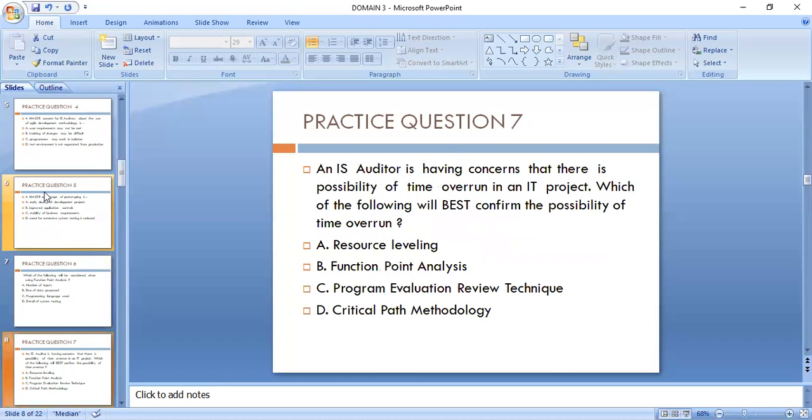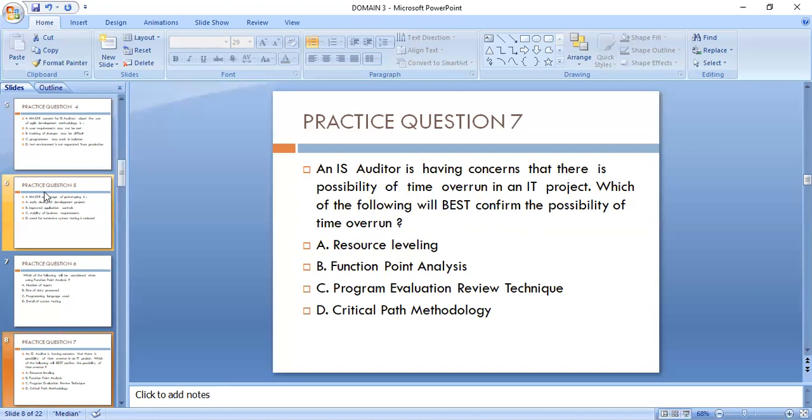Okay, 7. An IS auditor is having concerns that there is possibility of time overrun in an IT project. Which of the following would best confirm the possibility of time overrun? A. Resource leveling. B. Function point analysis. C. Program evaluation review technique. D. Critical path methodology. So there's possibility that we are having time wastages on the project. So how will you know that there's likely possibility of time overrun?